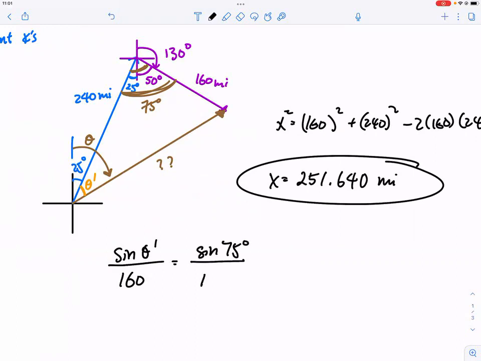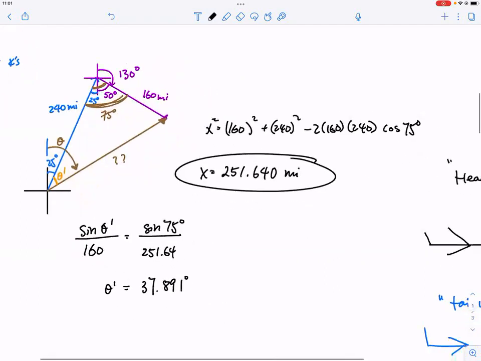we will also use what we just calculated. Okay, so go ahead, sine 75 divided by 251.64 times 160. So we get 0.614 for the sine theta prime. And do the inverse of that. So the theta prime should be about 37.891 degrees, but don't be too excited. That's just your theta prime.